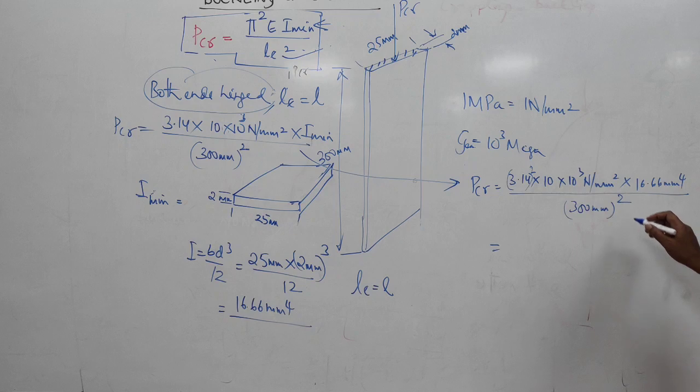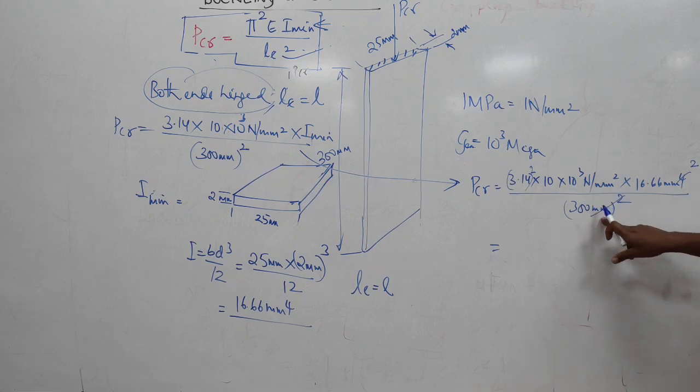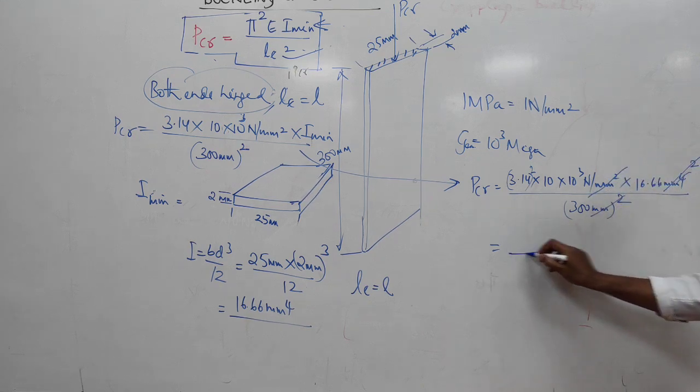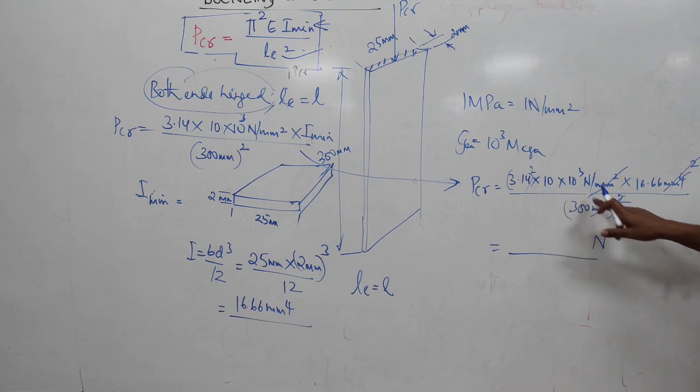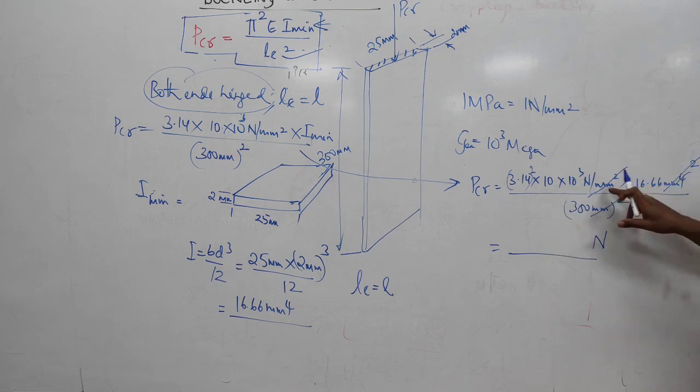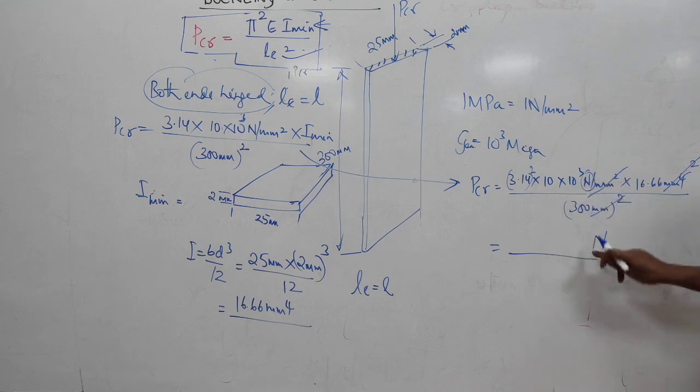So here you can see mm square, this mm square, this becomes 2. In the units, mm square in the mm to the power of 4, 2 gets cancelled and mm square remains. Then this mm square and this mm square get cancelled. Only Newton is remaining. In the end, only Newton is remaining.